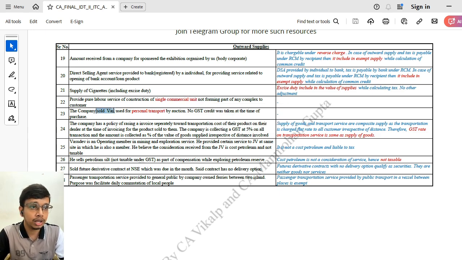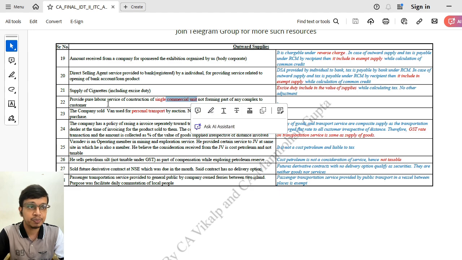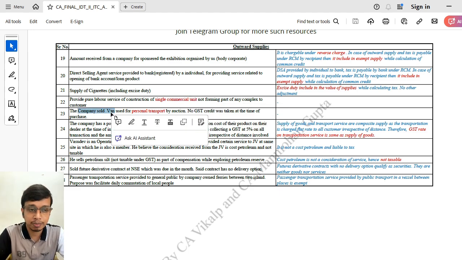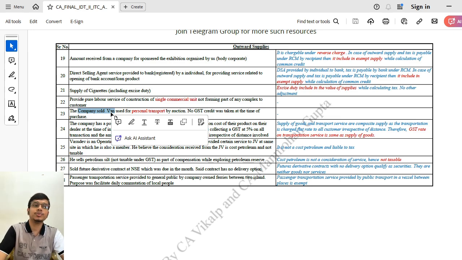23rd, the company sold a car used for personal transportation by auction, and no GST credit was taken at the time of purchase. First, we have not taken any GST credit, but when we sell it for a value, we have to charge tax as an outward taxable supply.